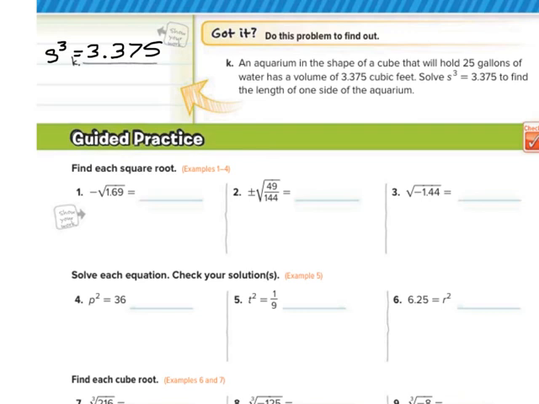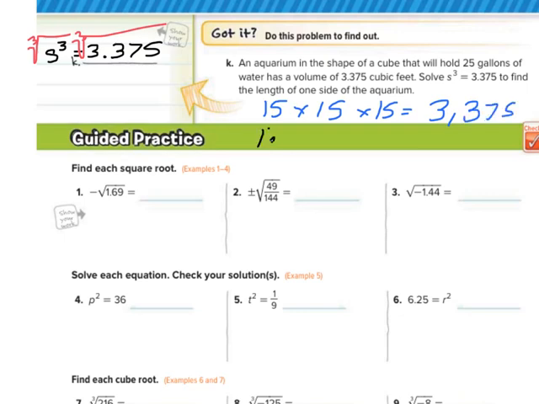And we're going to take the cube root of both sides. And this one's a little trickier. But I can tell you that 15 times 15 times 15 is equal to 3,375. And so using that logic, 1 5/10 times 1 5/10 times 1 5/10 is going to be equal to 3 and 375 thousandths. So our solution here is s equals 1 5/10 feet.